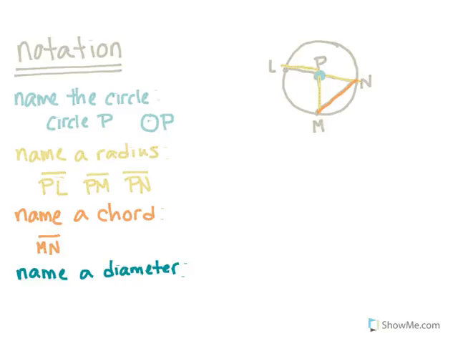And lastly, we're going to name the diameter, which of course is also just a segment. The only diameter I see is the one that goes from L to P to N. So we just do the outside letters. We do not include the center point for a diameter. So we could either name this LN, or we could say that it's NL. Either one of those would be perfectly fine.